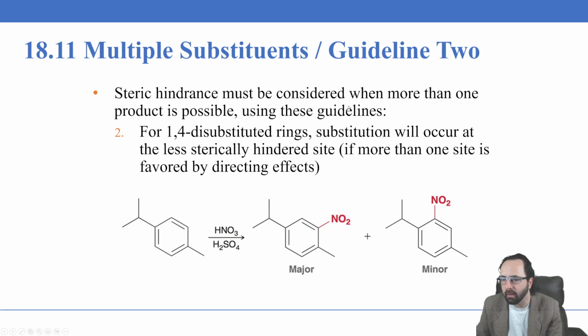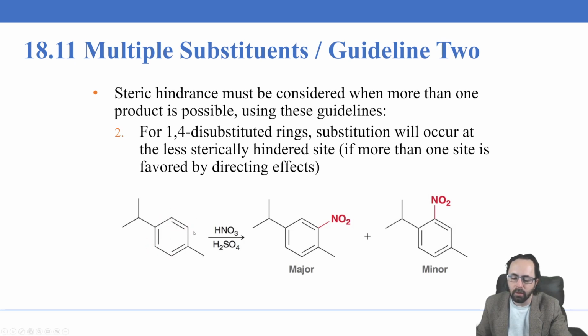Steric hindrance must be considered when more than one product is possible. For 1,4-disubstituted rings like this one here, we can see that the isopropyl group is going to have significantly more steric hindrance than the methyl group. Again, these are both activators to the ring. They donate their electrons by hyperconjugation from carbon, and they're both going to be ortho-para directors. So the isopropyl group will be an ortho director, promoting the installation of the group right next to it, and the methyl group will as well.